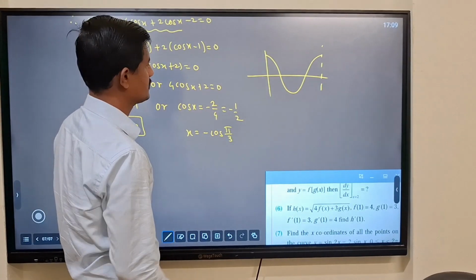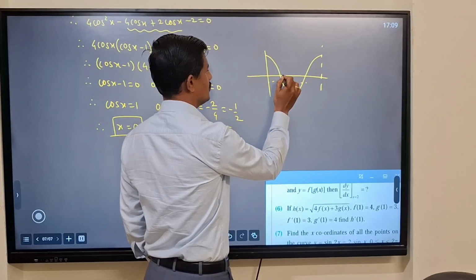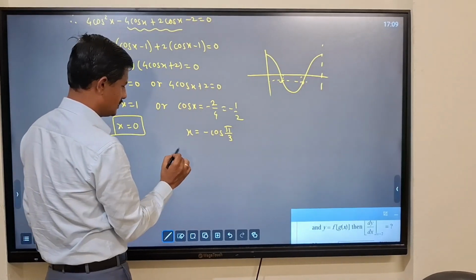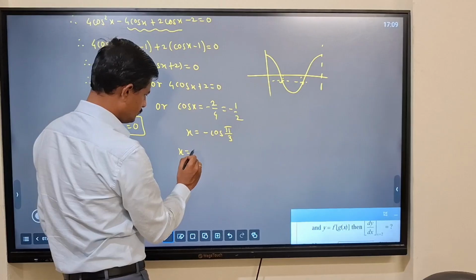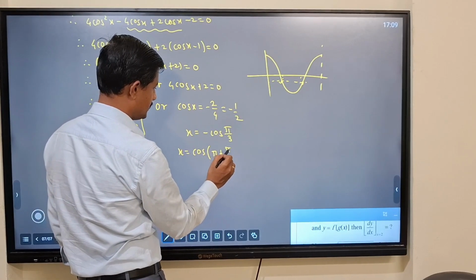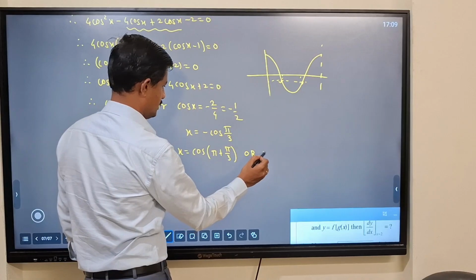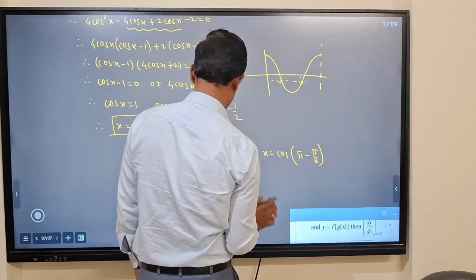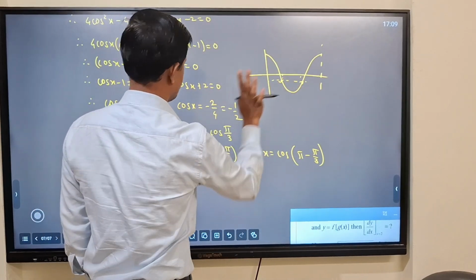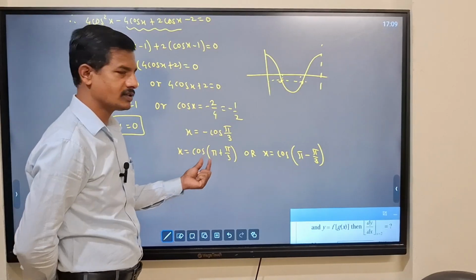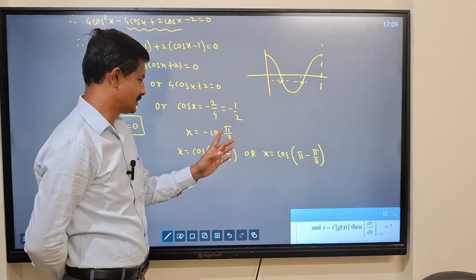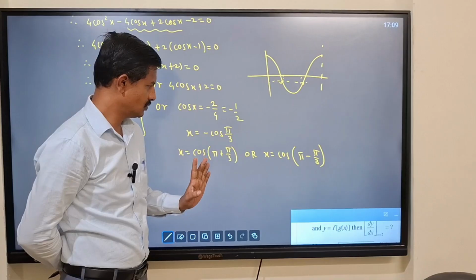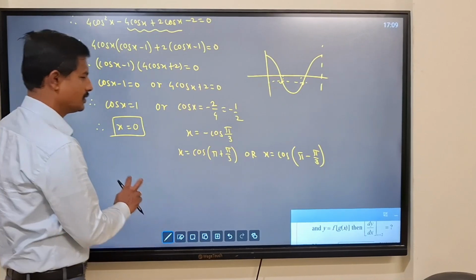And cos x is minus half at cos pi by 3. At 60 degrees it's half, and minus half has two values, at this point and at this point. Okay, so I can write x as cos of pi plus pi by 3 or x equal to cos of pi minus pi by 3. Cos pi is minus 1. So if you expand this, it is cos a cos b minus sin a sin b. Sin pi is 0, so that term cancels out. And the multiplication of this becomes minus 1 into pi by 3. And here also you will get the same answer.